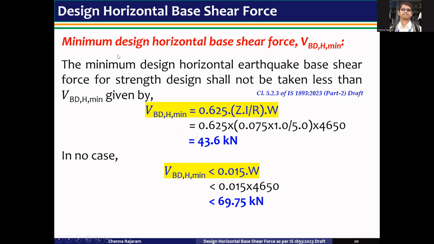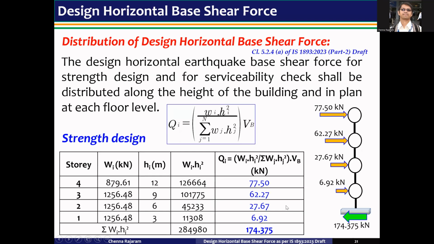As it is mentioned in IS 1893 2023 draft code, the minimum design horizontal base shear force VBDH minimum for strength design shall not be taken less than the given formula, that is 0.625 multiplied with ZI by R multiplied with W. After simplifying, the value is arrived at 43.6 kilonewtons. In no case, the value is less than 0.015 W, which arrives at 69.75 kilonewtons.